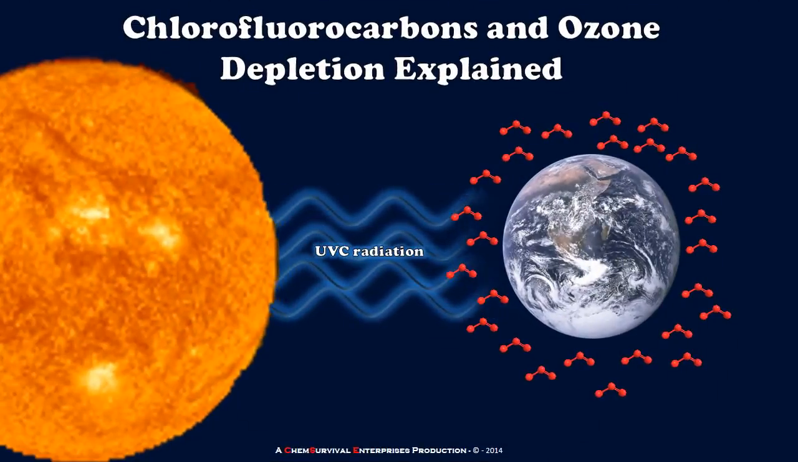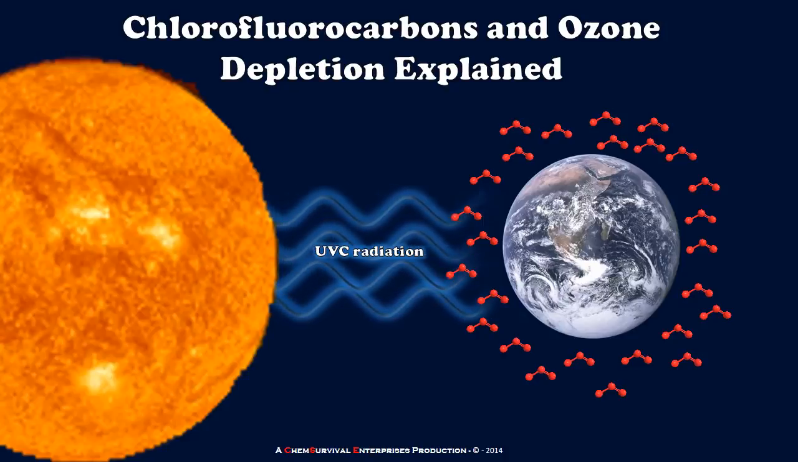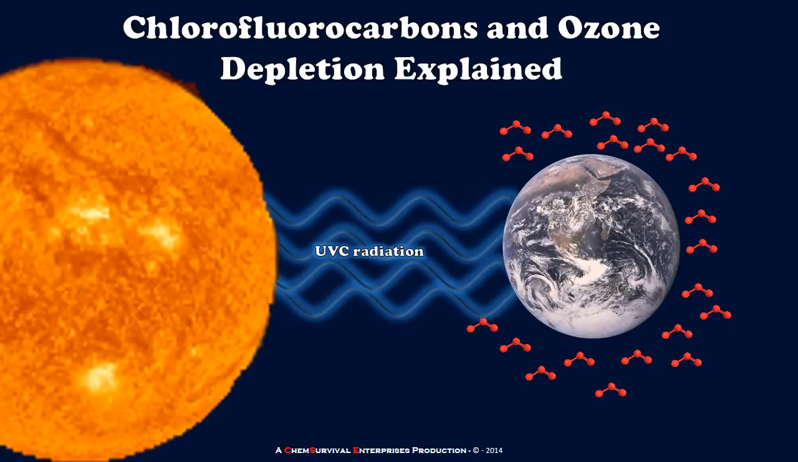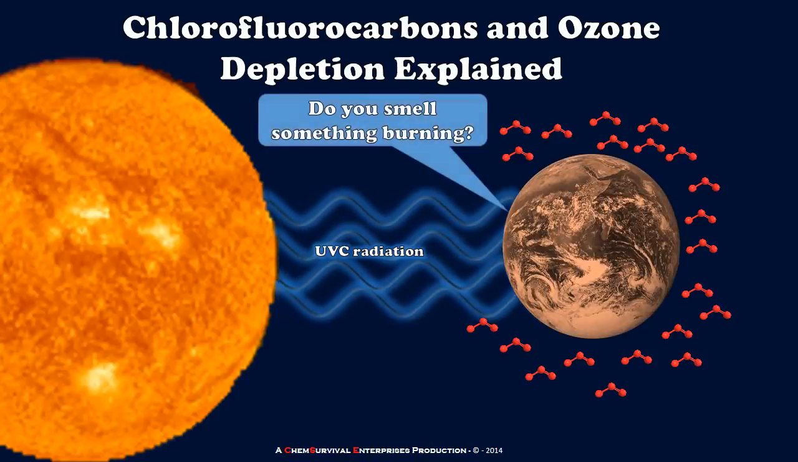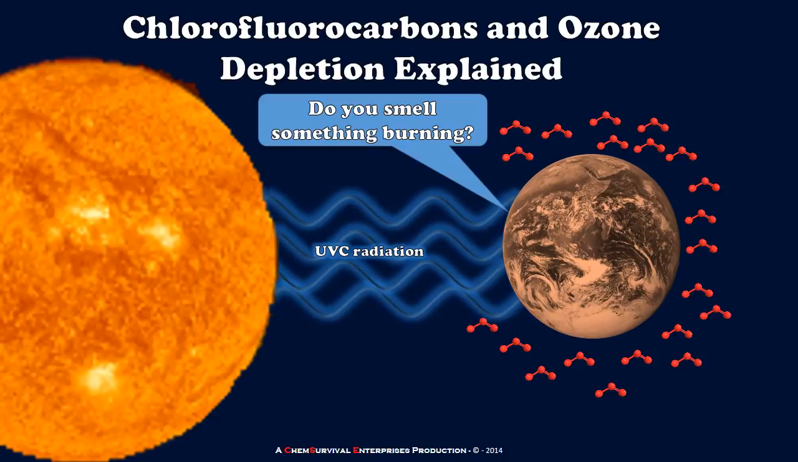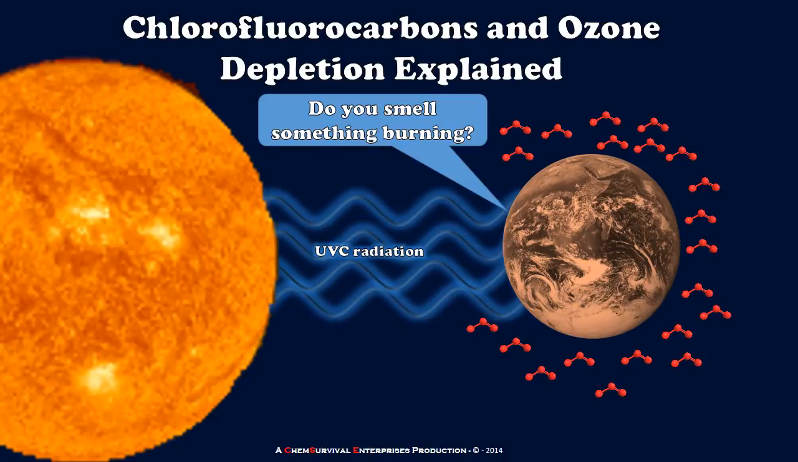Again, we have UVC radiation bombarding the planet constantly. But as long as there's ozone there, we're safe. Of course, if the ozone were to somehow become depleted and a hole were to form, then we would have a lot of high energy UVC light reaching the Earth's surface. And again, that would be bad news for humanity.